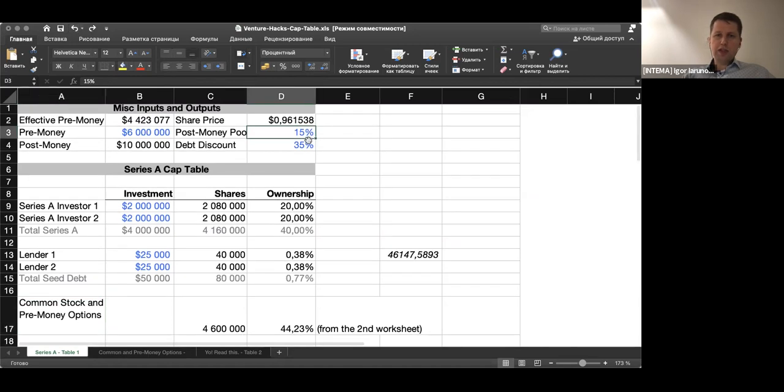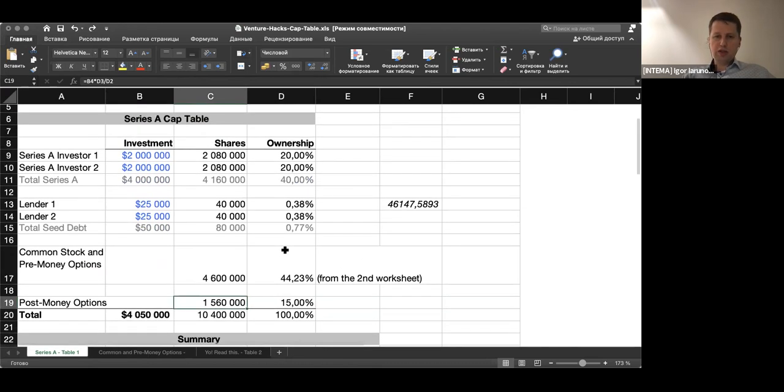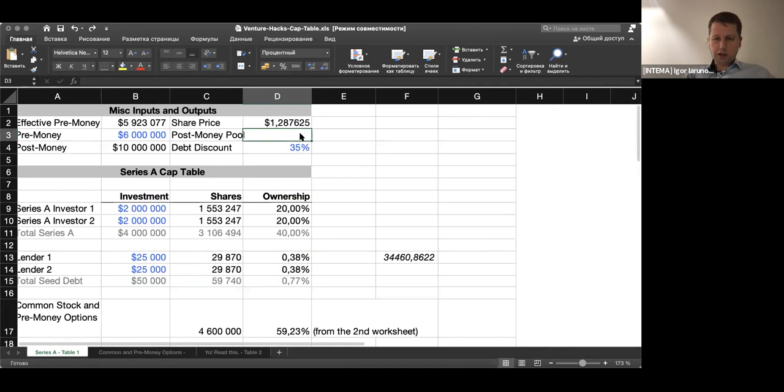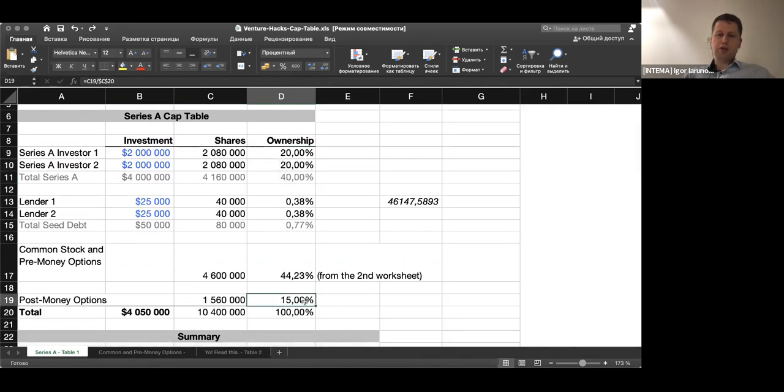But if we insert here 50% post money option, we reserved for some matters what we receive. Lender share didn't change. Let us check it. Yeah, didn't change. Investor share didn't change. Post money option appeared from 0 to 15%, and common stock and pre-money option appeared again. What can we see here?